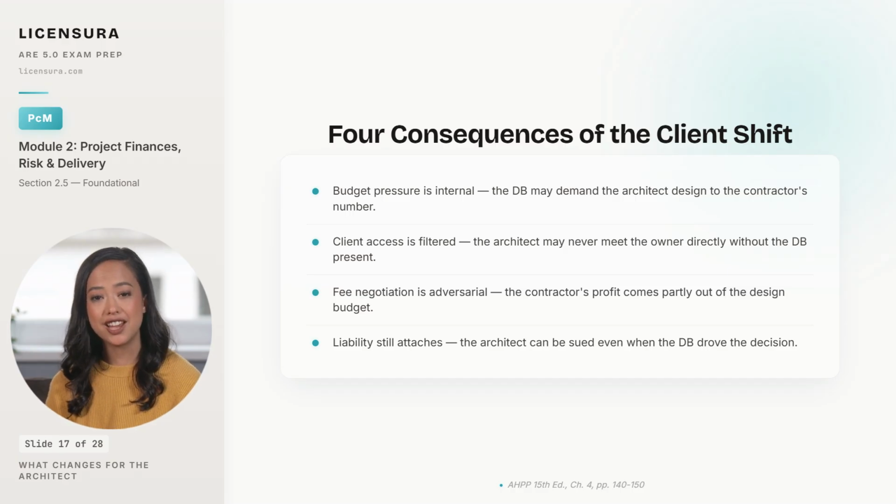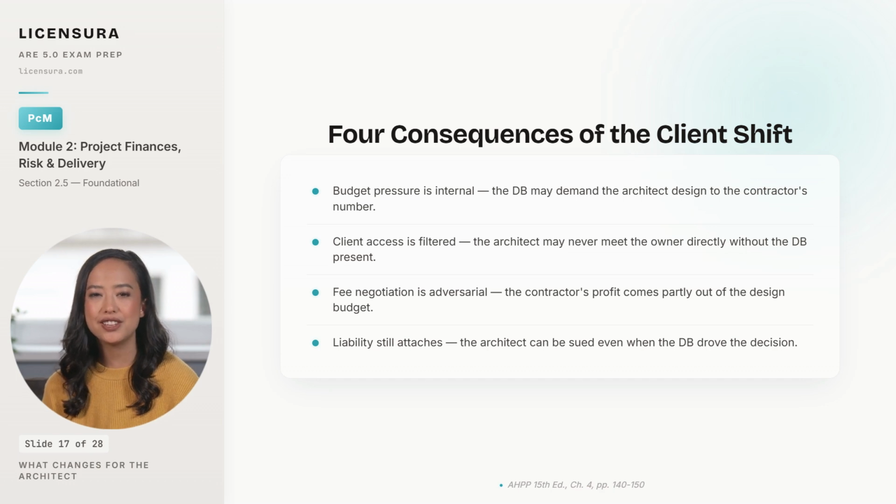Fee negotiation turns adversarial in a way it never is in design bid build, because the contractor's profit margin and the architect's fee come out of the same pool. Every dollar the architect bills is a dollar the contractor does not earn. And here is the consequence architects miss most often. Liability still attaches to the licensed professional. If the building has a defect, the architect can be named in the lawsuit even when the design decision was driven by the DB's cost demand, which is why architects in DB need to maintain their own professional liability coverage and document every direction they push back on.